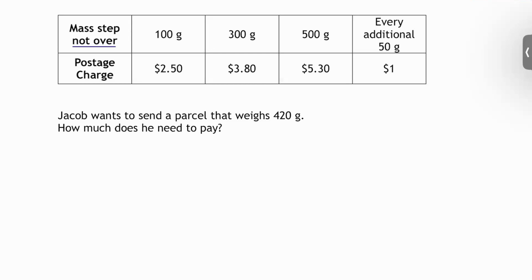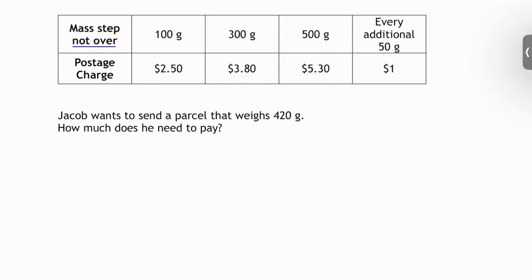And then we are given every additional 50 grams. Now, this is only a one-mark question. Okay, so if we look here, Jacob wants to send a parcel that weighs 420 grams. So 420 grams actually is between 300 and 500 grams. So mass step not over means that any parcel 300 grams and below, not over 300 grams, will be 380. Any parcel 500 grams and below, not over 500 grams, will be 530.